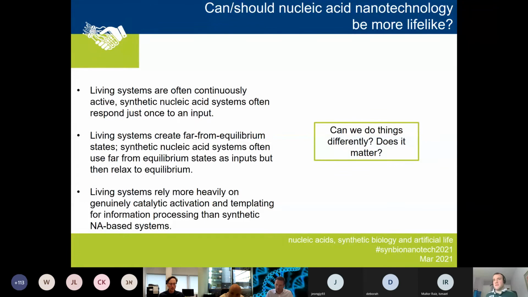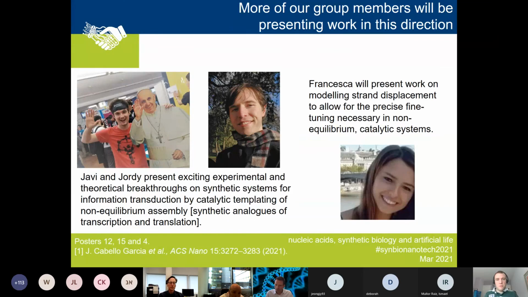Does it matter? Would it help to do things more like natural systems? Are there some ideas we should take and others we should ignore? That's kind of the topic of this workshop. So more of our group members will be presenting work in this direction. I've already mentioned Javi and Jordi, who have got some very exciting experimental and theoretical results on templating of non-equilibrium systems. So basically trying to build synthetic analogs of transcription and translation. And Francesca will also be presenting work on modeling strand displacement more accurately.